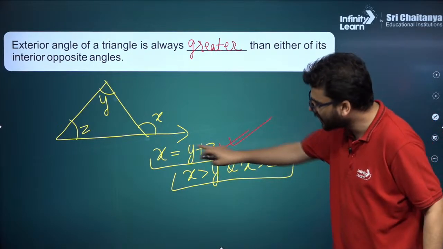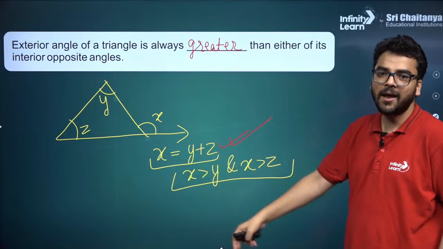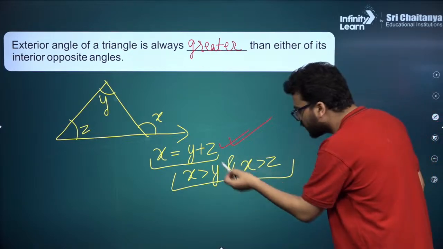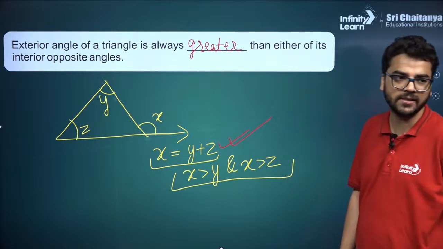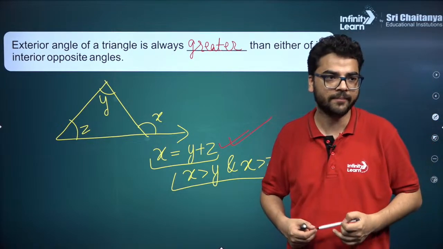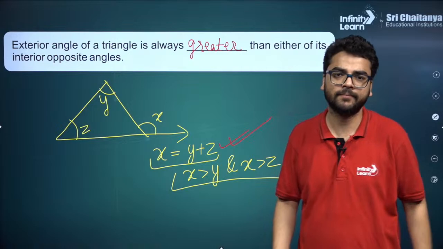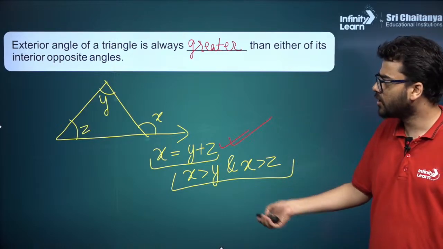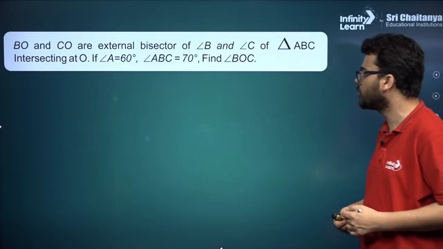It is equal to the sum of the two interior opposite angles, but it will be greater than each of the two interior opposite angles. Obviously, you have to understand that from here only. I hope it is clear to you. Okay, let's move on to the next one. Can you try doing this one and let me know the answer over here?